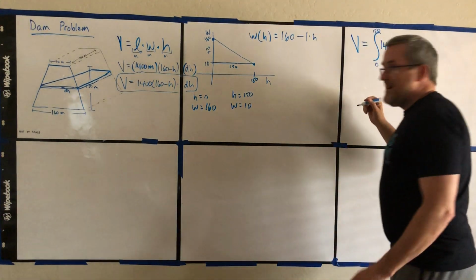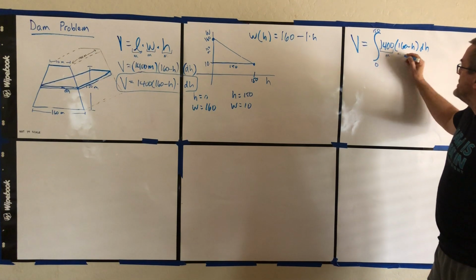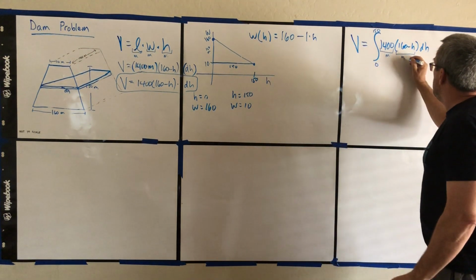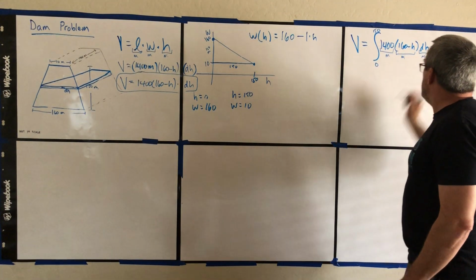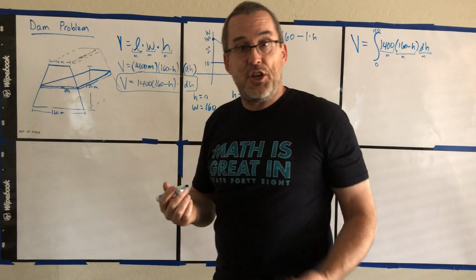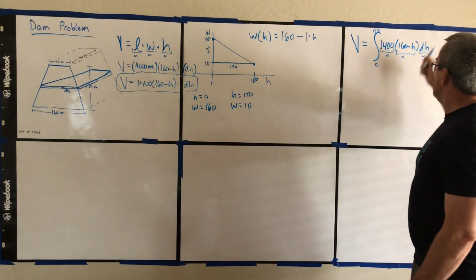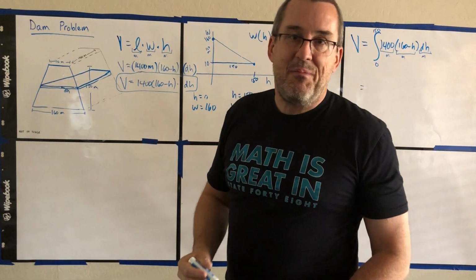Hey, just one more quick unit analysis. Remember, this 1400 was in meters. This 160 minus h coming from the width is in meters. Even this little delta h, this infinitesimally thin change in height, is measured in meters. Meters times meters times meters. Whatever we get here is going to be in cubic meters.